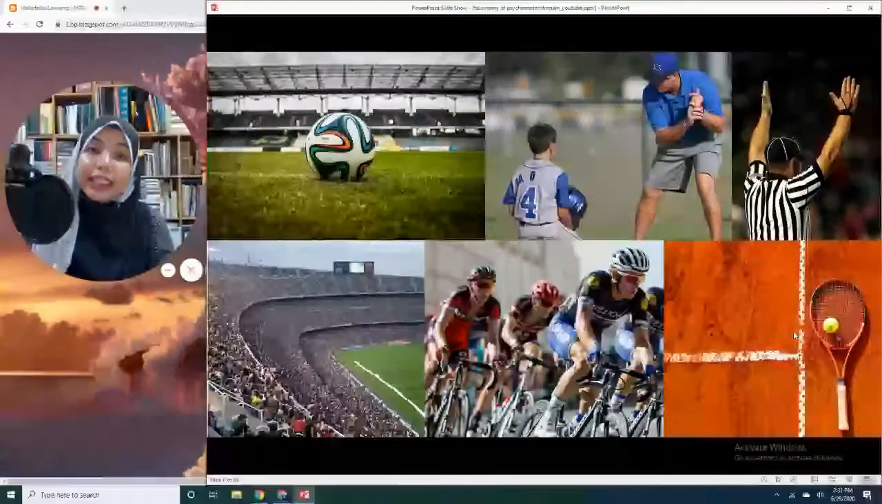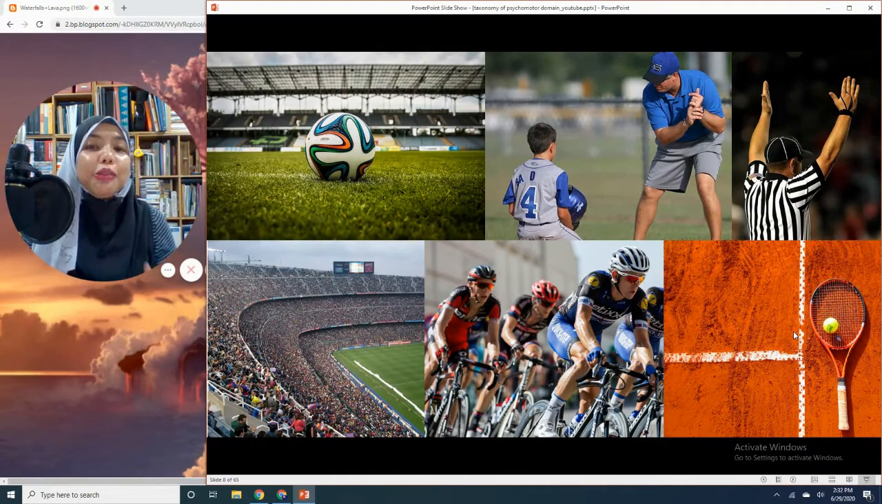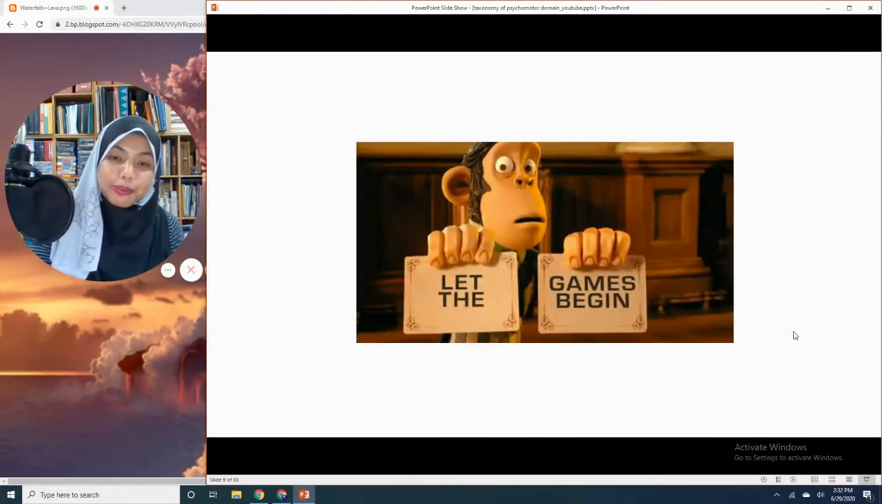So these are skills, complex skills within psychomotor learning.